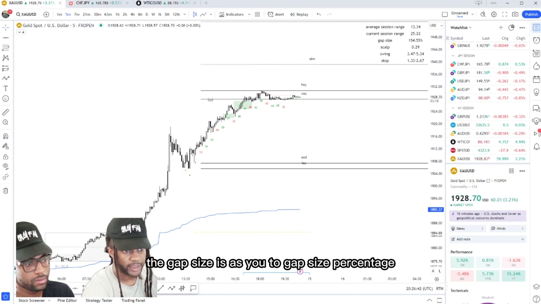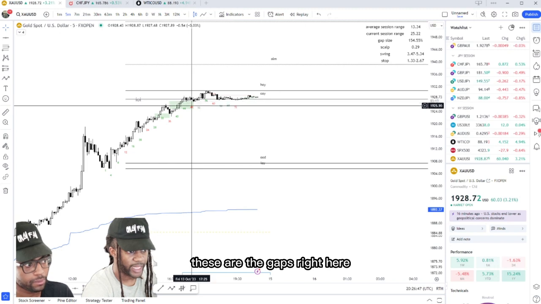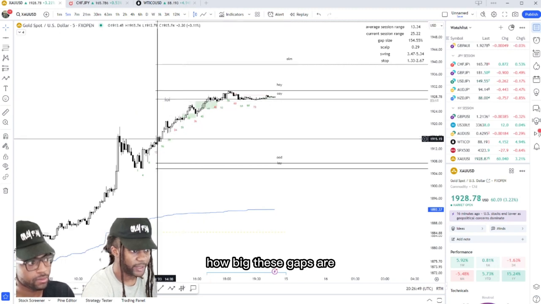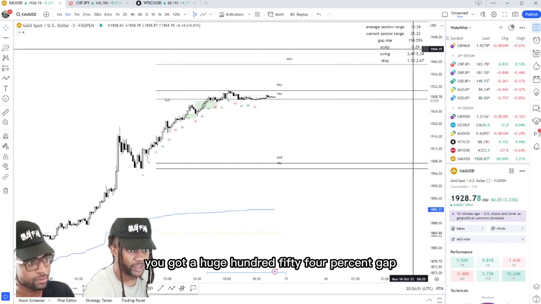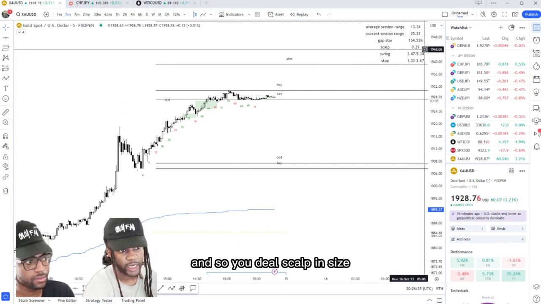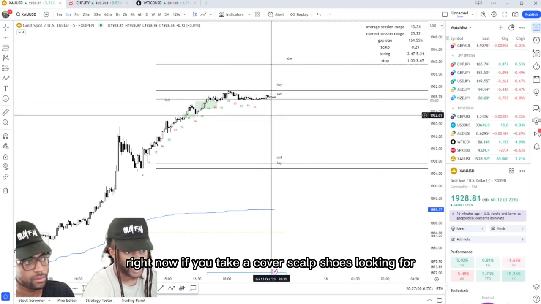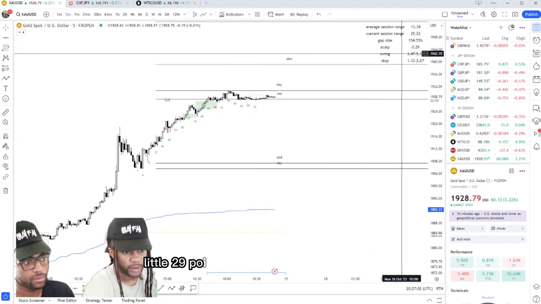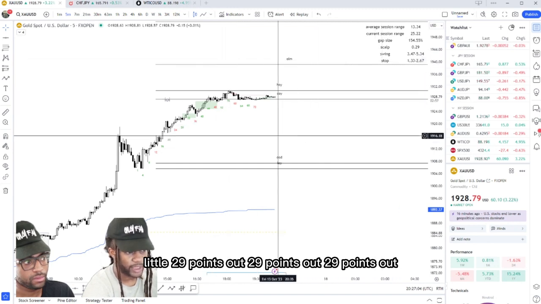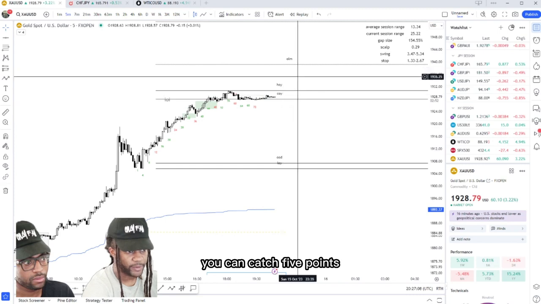The gap size tells you the gap size percentage. These are the gaps right here, like how big these gaps are. Right now you've got a huge 154% gap. That means the buy is strong, and it tells you a scalping size, so you can know how much you want to scalp for. Right now, if you're looking for scalps, you're just looking for little 29 points and out, 29 points out, 29 points out. If you're going for a swing trade, you can catch 5 points.